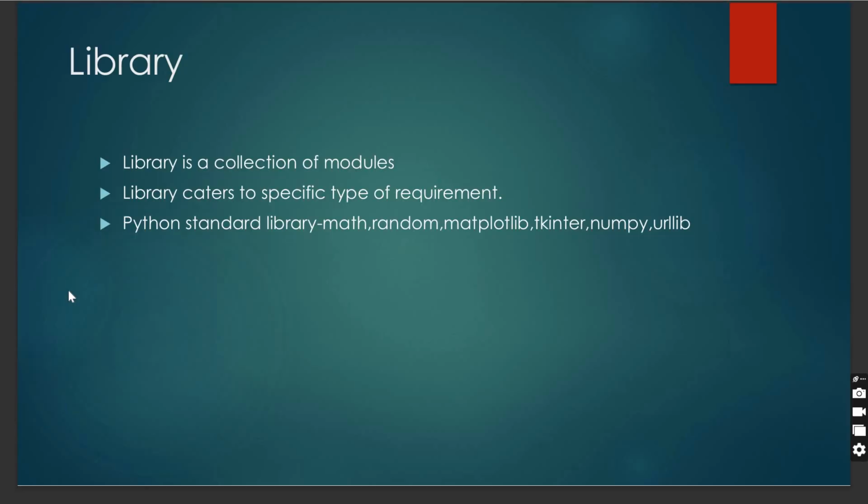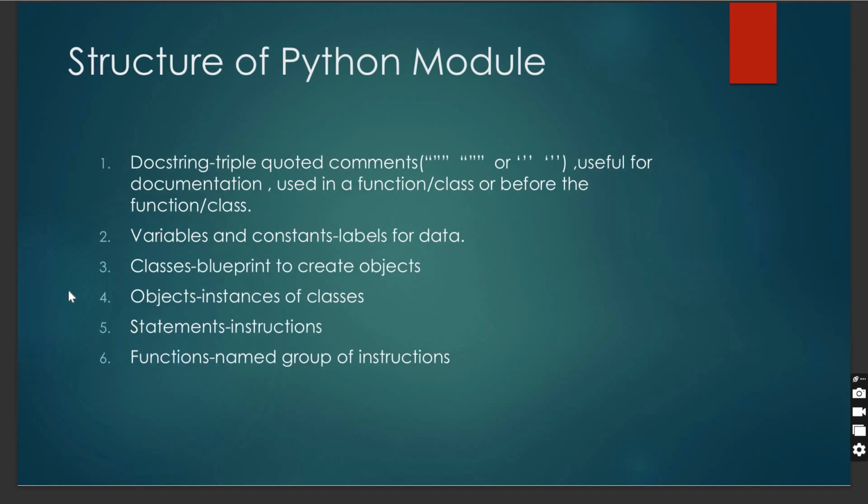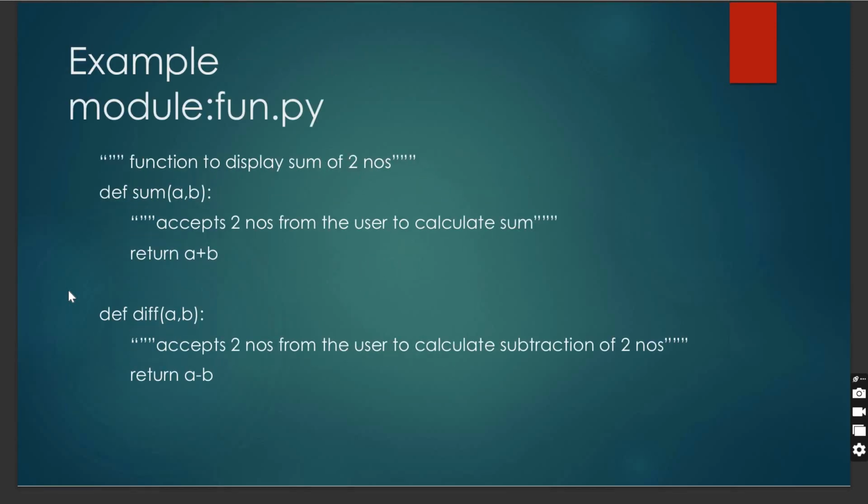A library is a collection of modules. A library caters to a specific type of requirement. So what does the Python standard library include? We have the math module, random module, matplotlib, tkinter, numpy and urllib. Depending upon our requirement, we are going to import the modules.